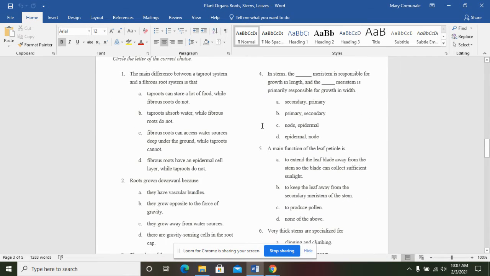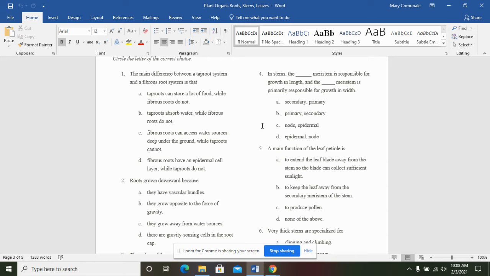Now we have 8 multiple choice questions. The main difference between a taproot system and a fibrous root system is... so take a look at those answers there. I would go with A being the best answer. Taproots can store a lot of food while fibrous roots do not. Fibrous roots are going to be a little bit thinner. They're more for water. Taproots grow really thick and really long, so while fibrous roots can do some food storage, they can't do much in comparison to a taproot.